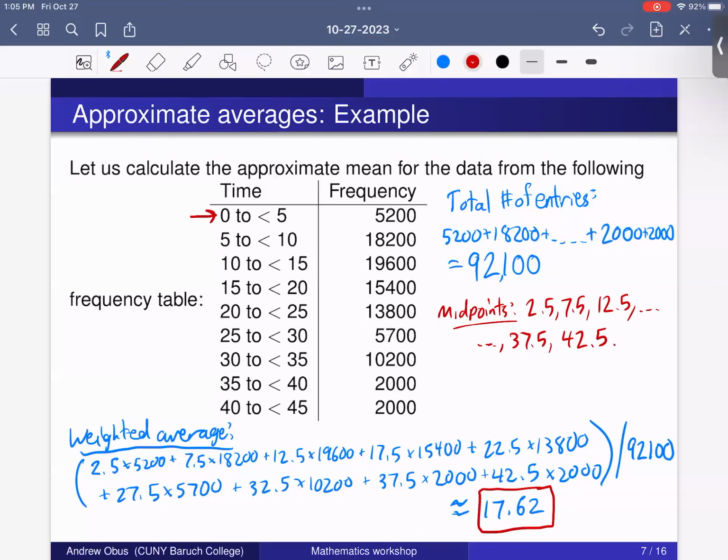So the midpoint from 0 to, yeah, I'm getting you. Are you getting me? Hello? Yeah, I hear you. Are you getting me?